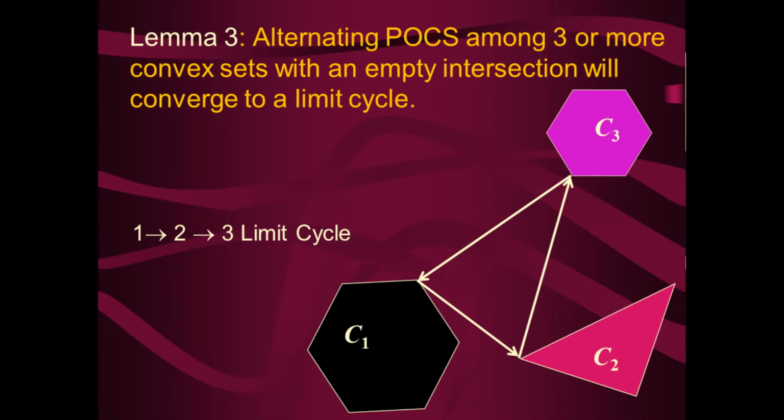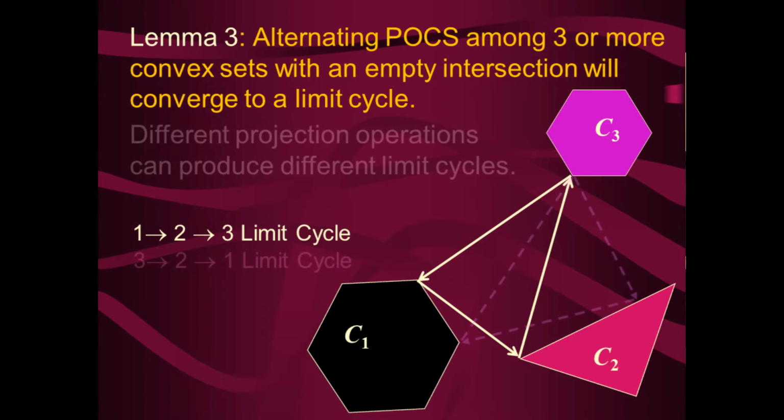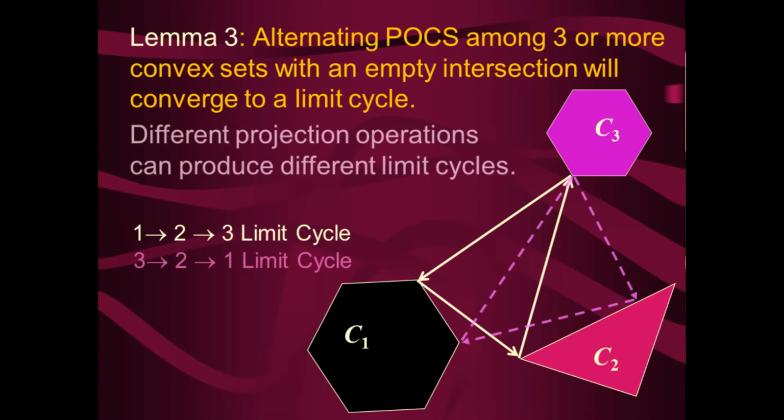So we go from C1, and then C2 is the closest point in the triangle, and then we go to C3 and C1 again, and we have reached a so-called limit cycle in terms of the projection. The sad part about three or more convex sets is that the limit cycle is not unique.